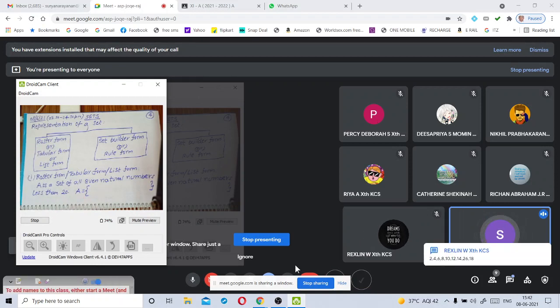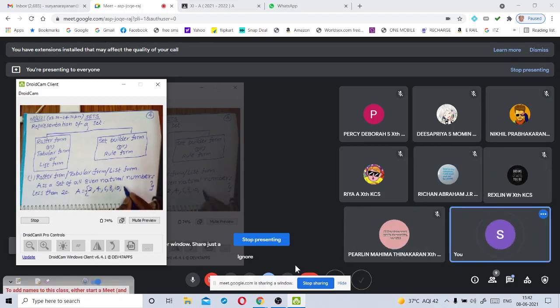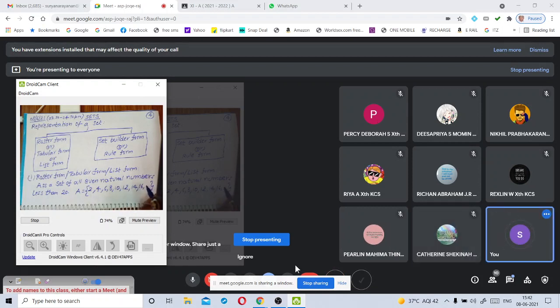Very good, Rexlin. 2, 4, 6, 8, 10, 12, 14, 16, and 18. We wrote this set A in the roster form. This method is called representation of this set in the roster form.